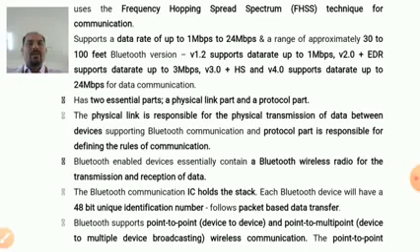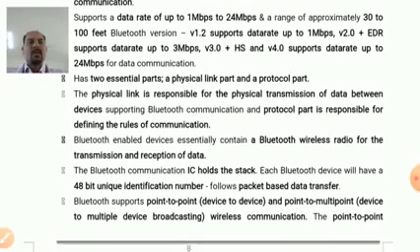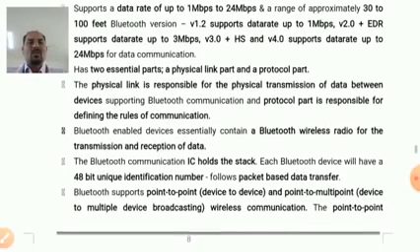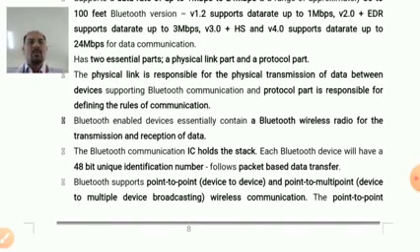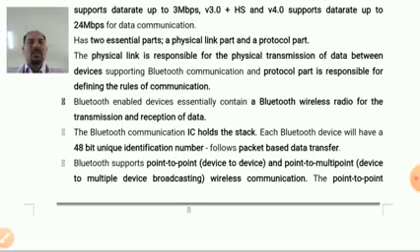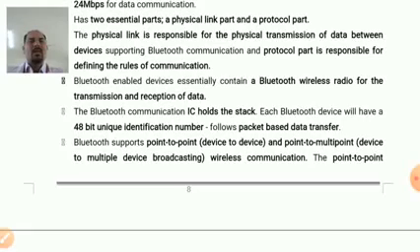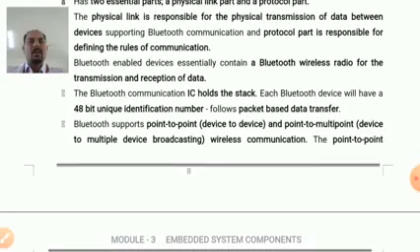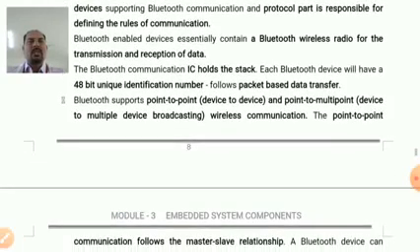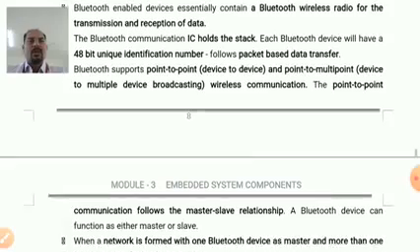The physical link is responsible for the physical transmission of data between the devices, and the protocol is responsible for defining the rules of the communication. A Bluetooth device should have a wireless radio for the transmission and reception of data. It has an IC that holds the stack, which has a 48-bit unique identification number and follows packet-based data transfer. Bluetooth supports point-to-point and point-to-multipoint wireless communication.